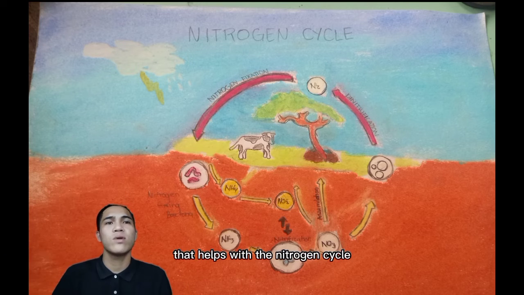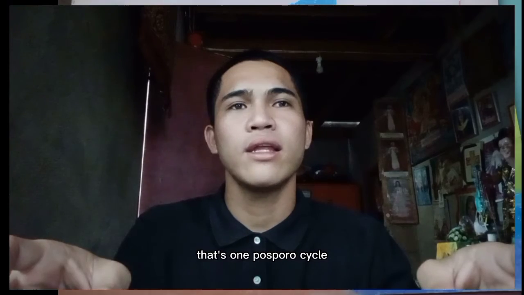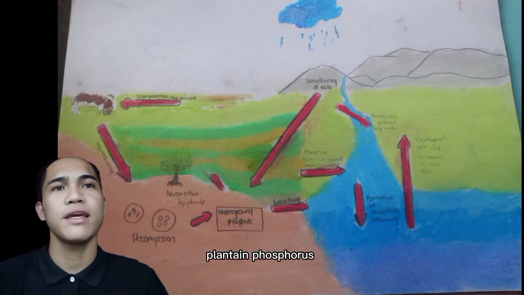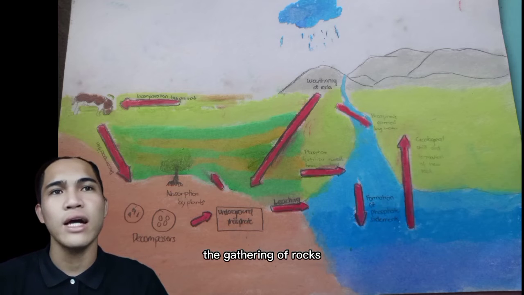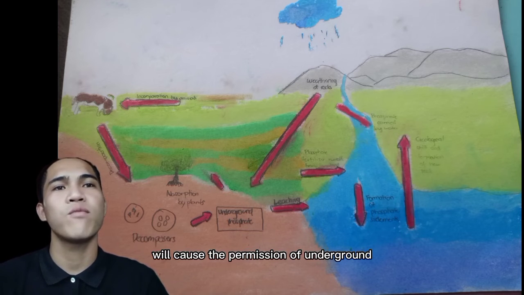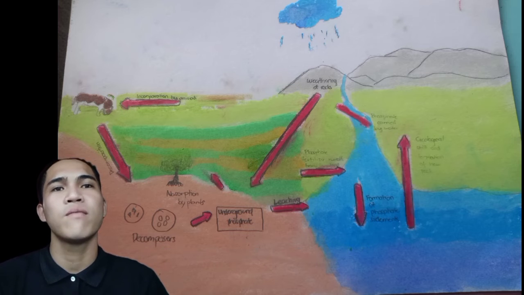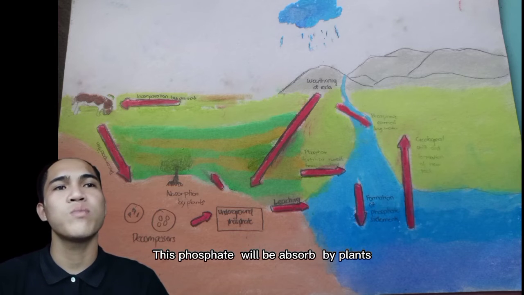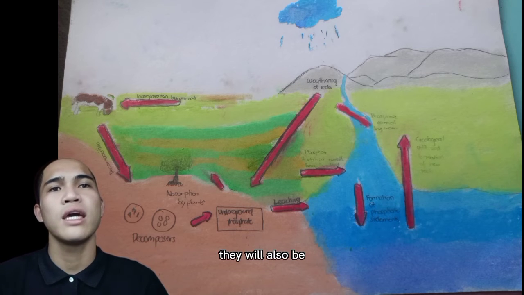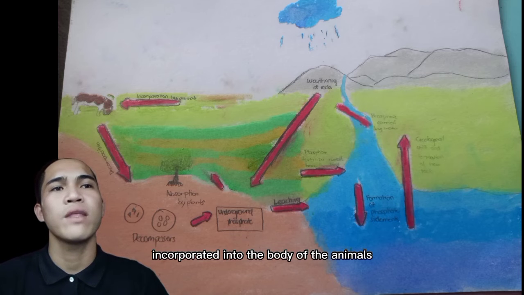I hope that helps with the nitrogen cycle, which is how nitrogen keeps recycling itself. Last one, the phosphorus cycle. This is my drawing. Rocks contain phosphorus. The weathering of rocks, for example those found in the mountains, will cause the formation of an underground phosphate reserve. This phosphate will be absorbed by plants, and when the plants are eaten by animals, it will also be incorporated into the body of the animals.